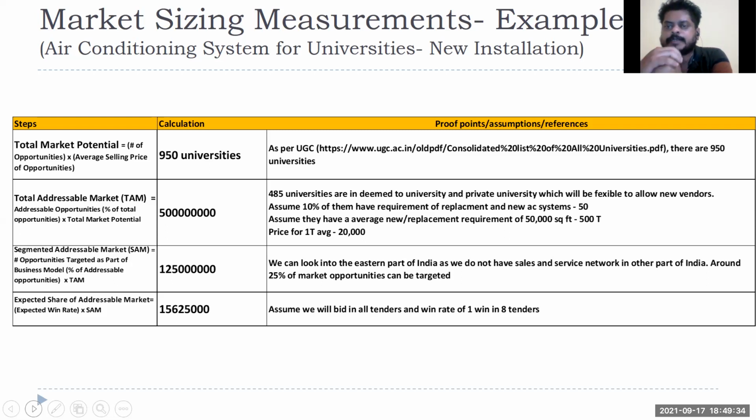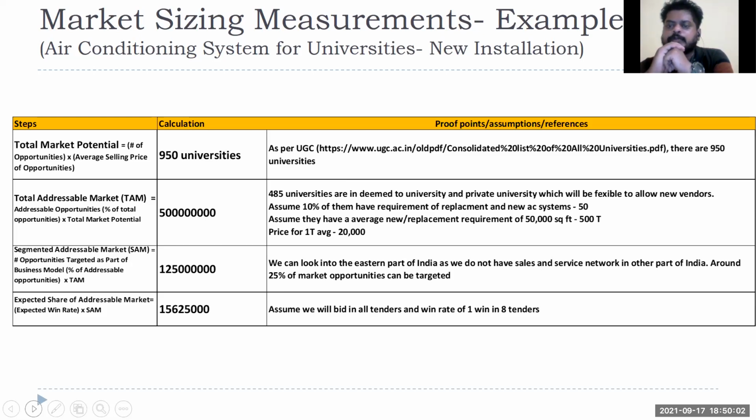So 50,000 square feet requirement means around 500 tons, because for 100 square feet we require 1 ton of air conditioning power. So for 50,000 square feet of replacement or new orders, there will be around 500 tonnage of air conditioning requirement. The price of 1 ton, tonnage wise, is around 20,000 for the unit which you used to sell.